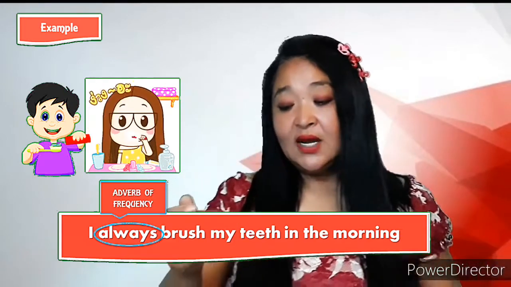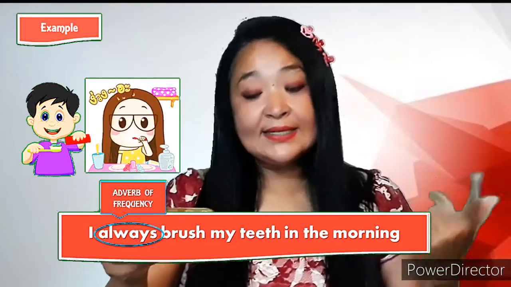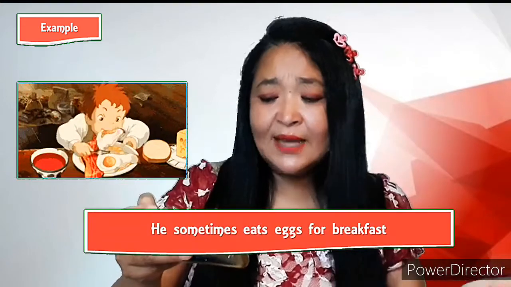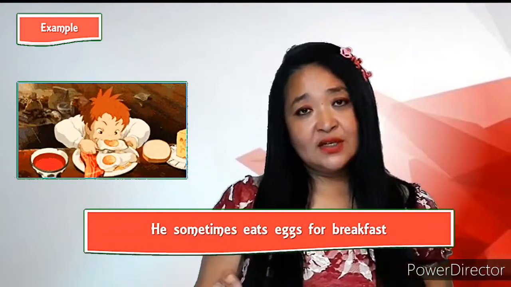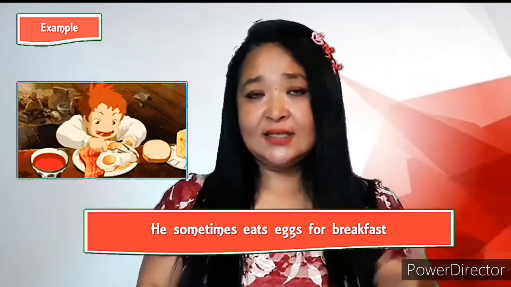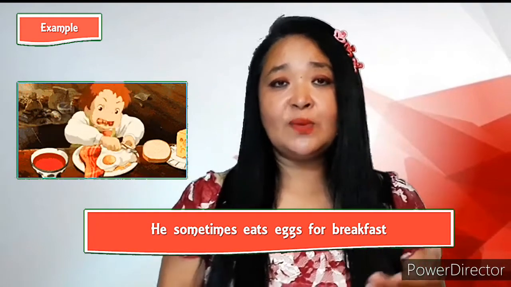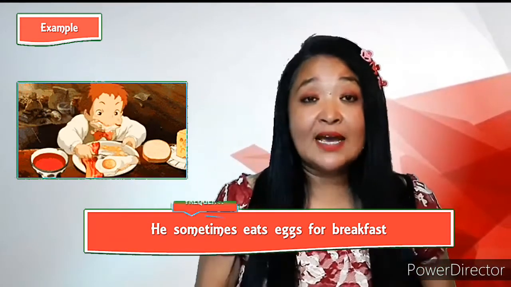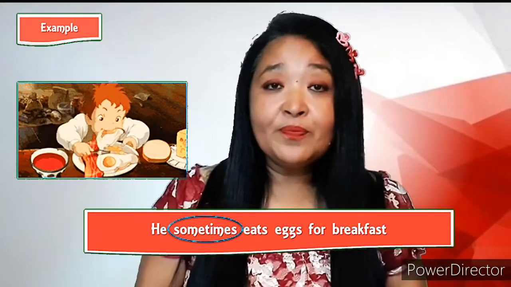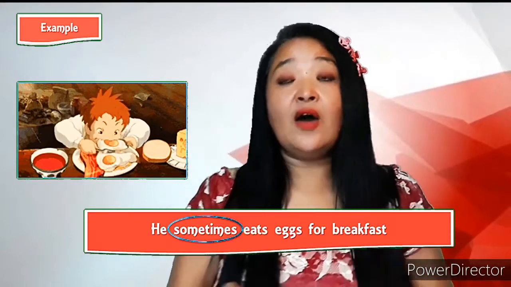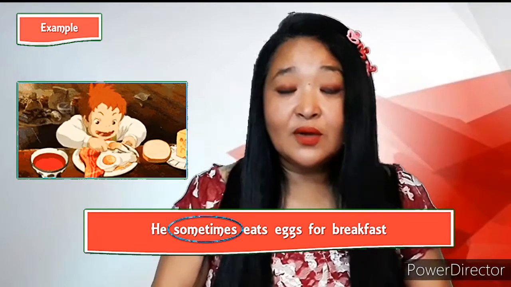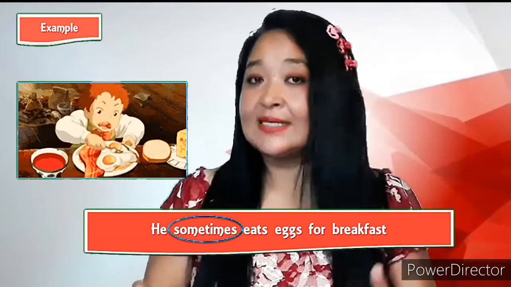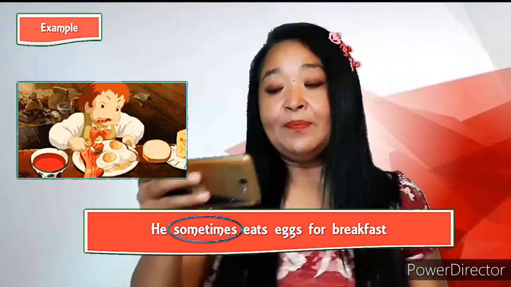Okay, right. Next sentence is, he sometimes eats eggs for breakfast. How often does he eat eggs for breakfast? You may say he eats sometimes. So the word sometimes tells you how frequent or how often he eats eggs for breakfast. All right. So sometimes is the adverb of frequency in this sentence.